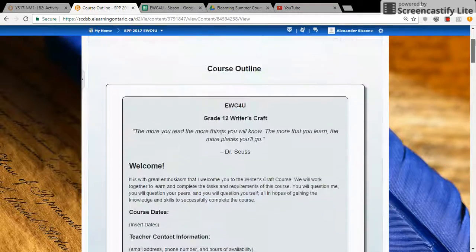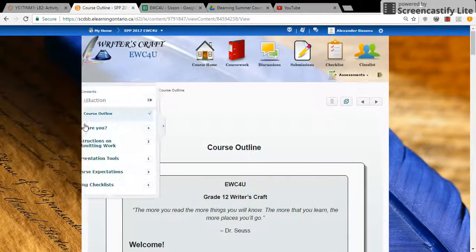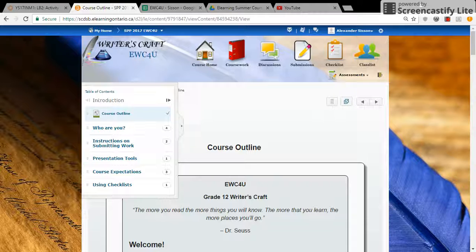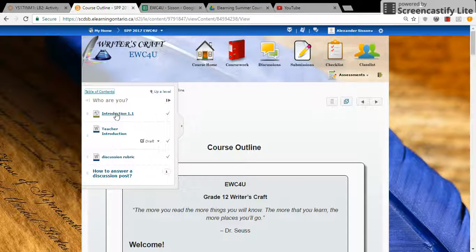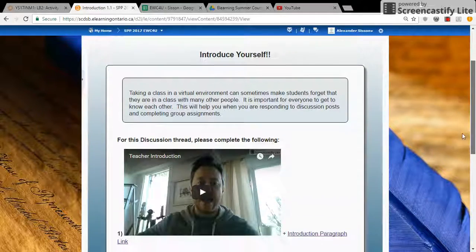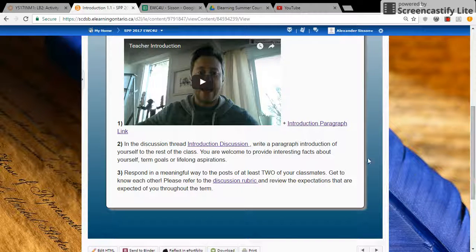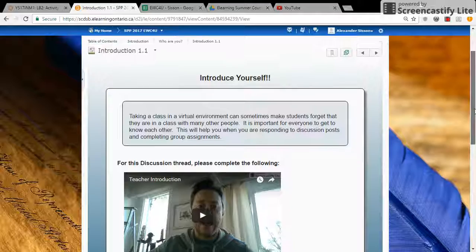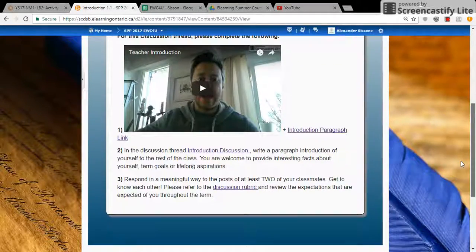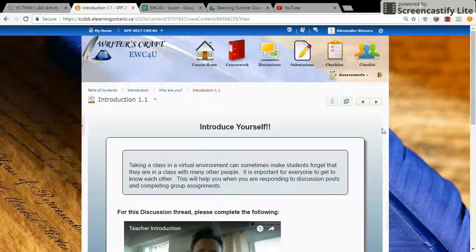Now, if we go over to this tab here, we can pull that out and we can continue on this introduction section. So we'll go to Who Are You? It is here that you'll see a brief introduction of your teacher, and then an introductory paragraph. You are expected to make an introductory paragraph as well. And then you're also expected to discuss two others' introductions.